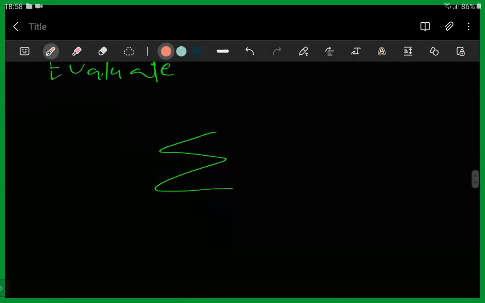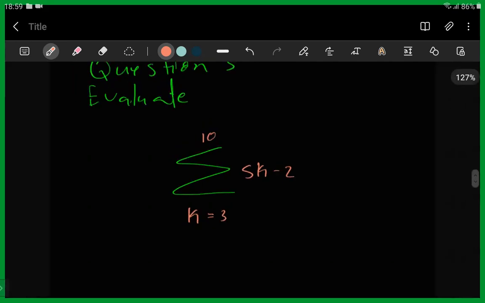Down here, they maybe say k is equal to 3. Up here, they maybe say 10. Here, they put a sequence. I like a general term, let's maybe say 5k minus 2. After they've just said evaluate.